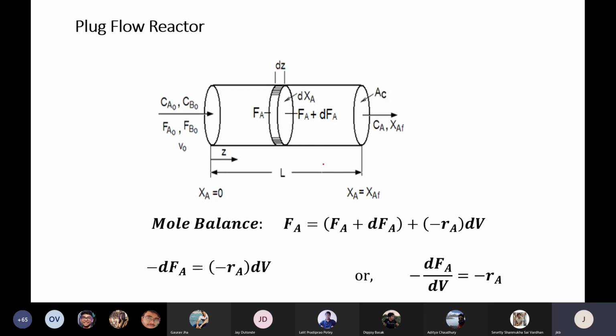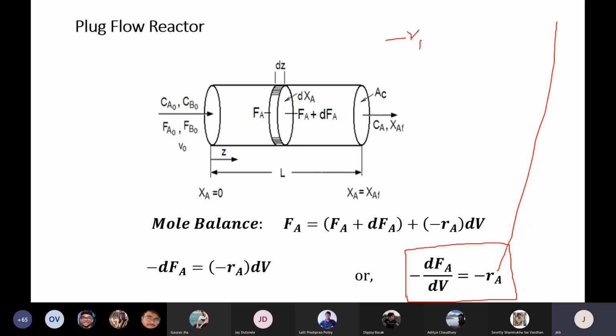Plug flow reactor. It has already been described in some earlier classes. The plug flow mole balance is given by minus dFA by dV equals minus RA. So this is the differential form of the mole balance. Now this rate may be of any type.